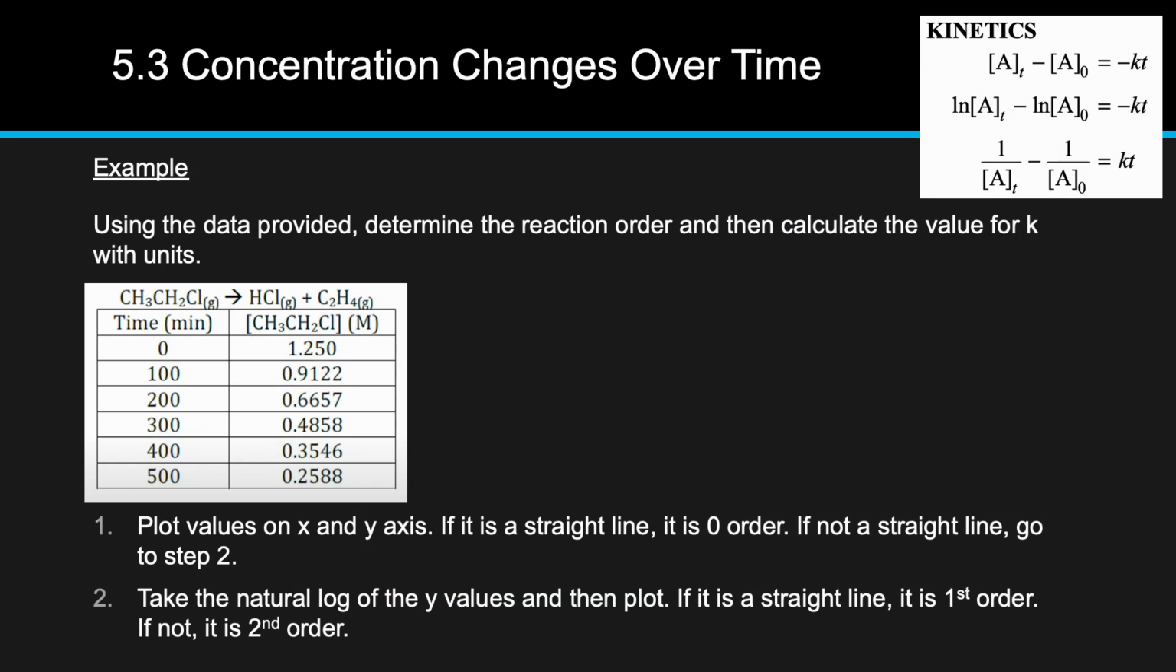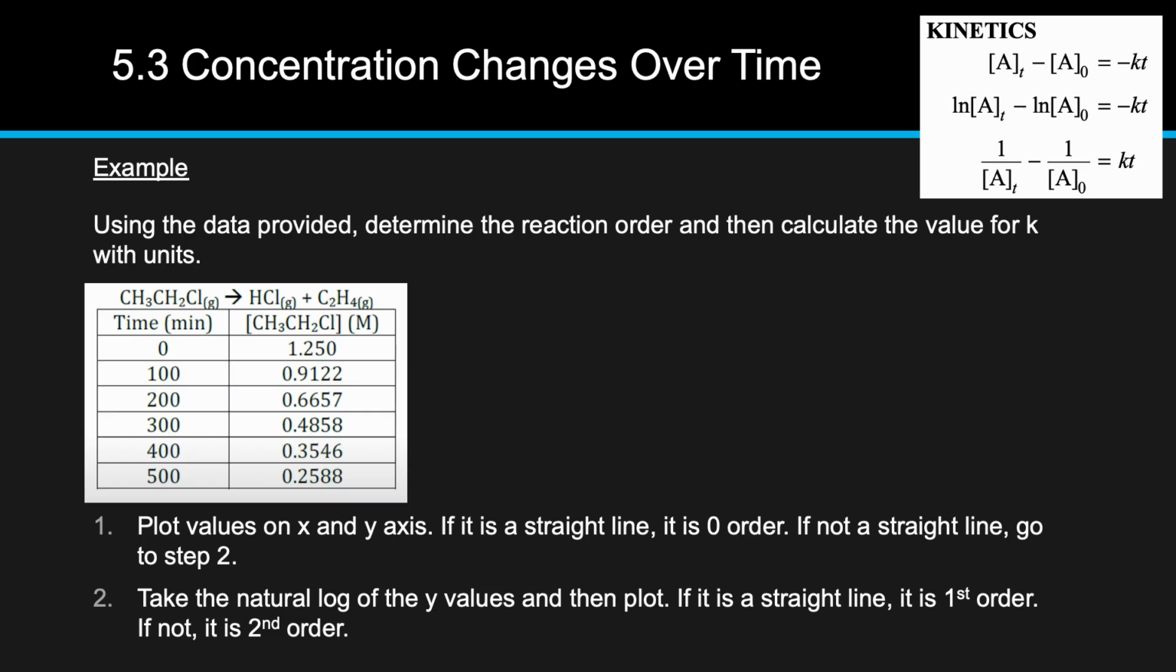Using the data provided, determine the reaction order and then calculate the value for k with units. So remember in 5.2 we were given concentration differences and we were also given rate. Well, we're not given rate here, we're only given time versus concentration. So in order to decide which reaction order it is, we can plot the values on X and Y axis and see if it provides a straight line, and if it does not, then we know it's either first or second order. So we can manipulate those concentration values to see which produces linear regression.